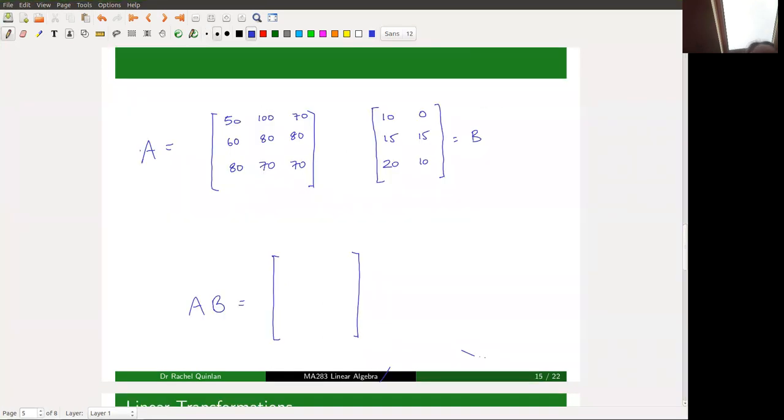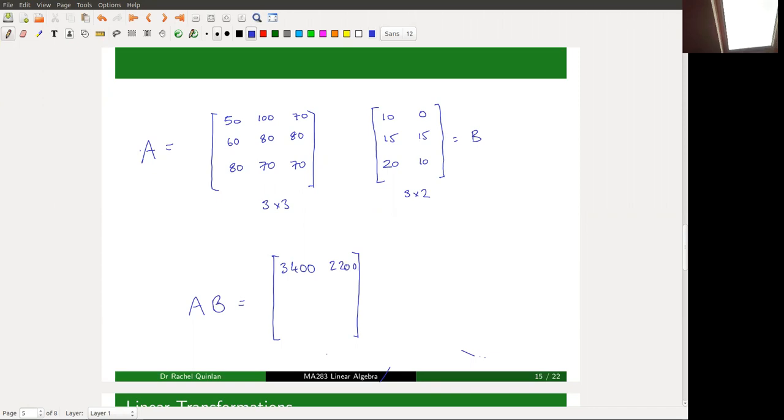Okay, so here are our matrices A and B. A is 3 by 3, B is 3 by 2. Their product should be a 3 by 2 matrix, and to work out its entries, the entries in the first row of the product come from the first row of A combined with the columns of B. So in the top left, we've got 50 times 10, that's 500, plus 100 times 15, that's 1500, so 2000 so far, plus 70 times 20, that's 3400. In the top right, we've got 50 times 0, plus 100 times 15, that's 1500, plus 700, that's 2200.